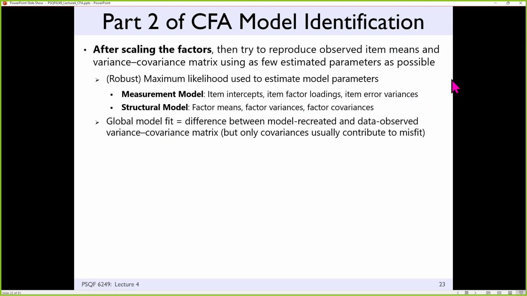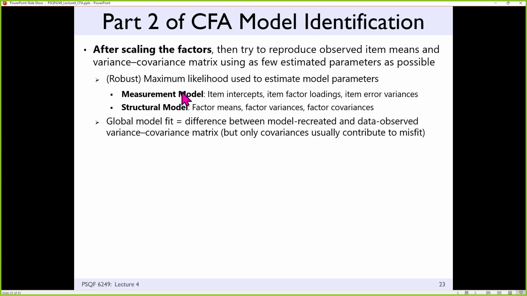So part 2 then, after scaling the factors, we are trying to reproduce the item means and the variances and covariances across items using our model, and ideally using as few parameters as possible. So we will use maximum likelihood, regular flavor maximum likelihood with a robust correction in this class. By the way, REML is not a thing in SEM, to estimate the following parameters.